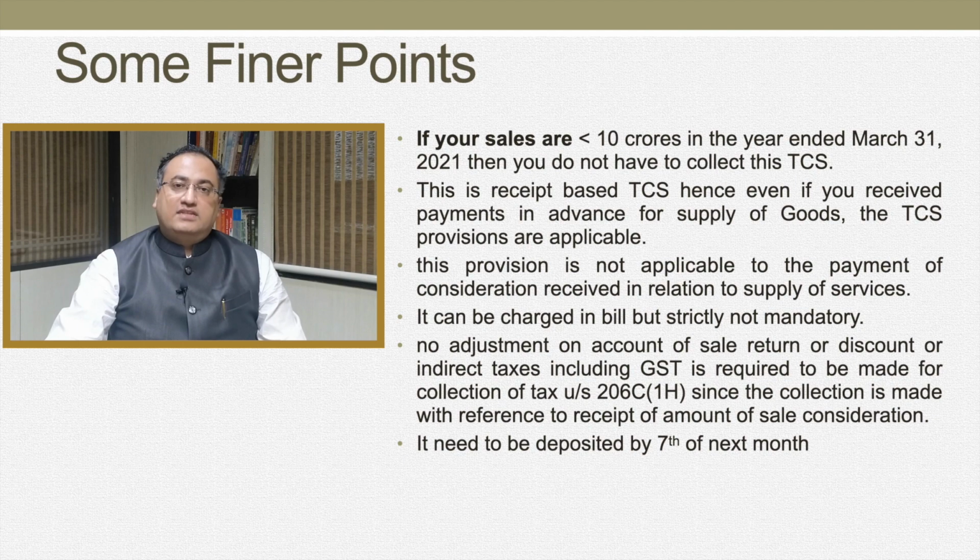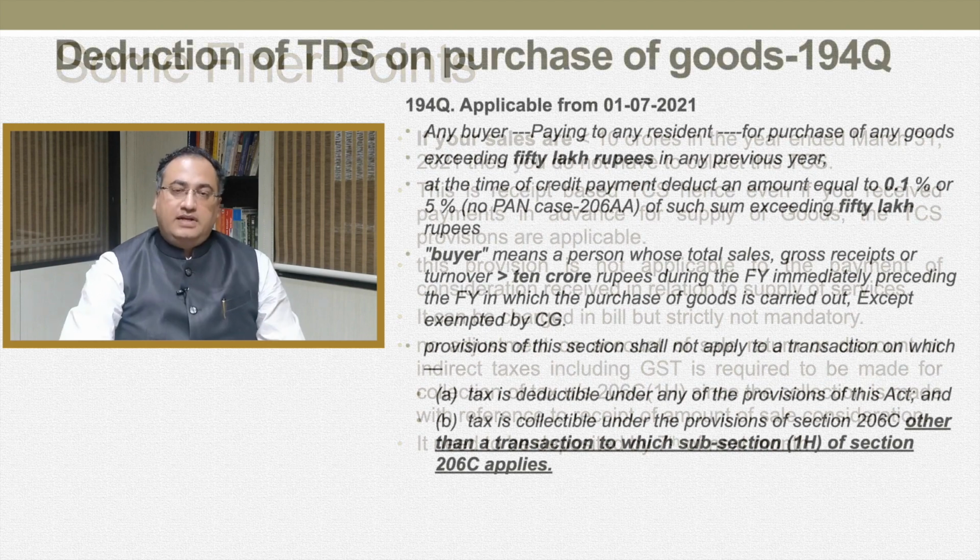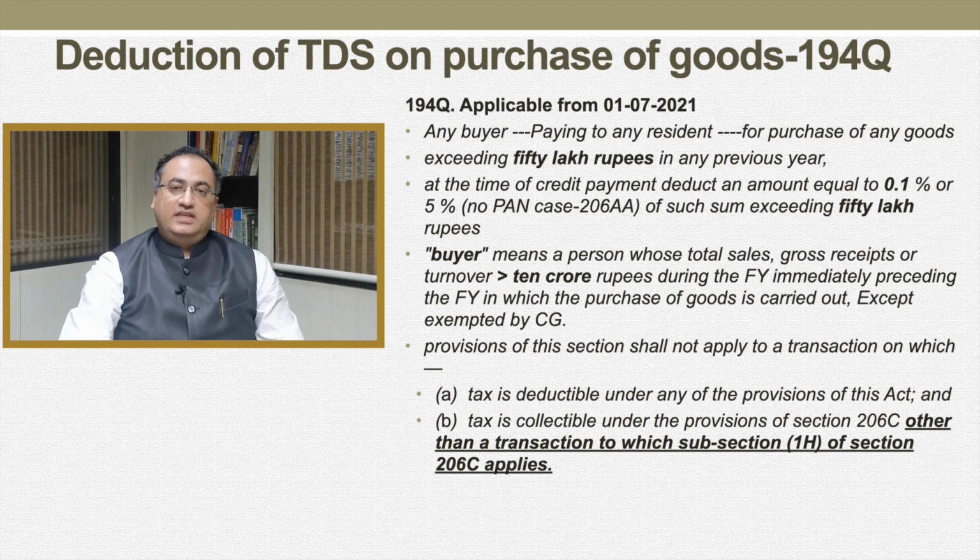Further, as is the case with other TDS or TCS, this has to be deposited within 7 days of the next month. Up till now we have discussed section 206C 1H. Now there is a corresponding section in TDS, 194Q, which deals with purchase. So 206C 1H dealt with sales and this deals with purchase, and we will also be dealing with conflict between these two sections in case at all there is any conflict.